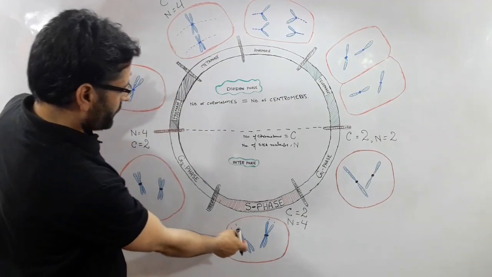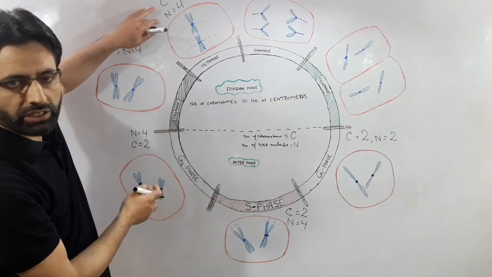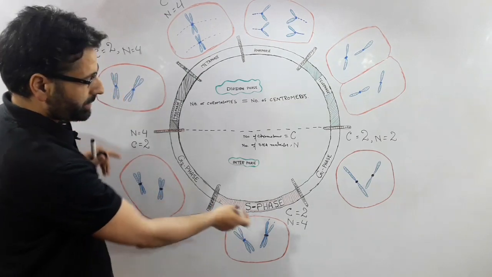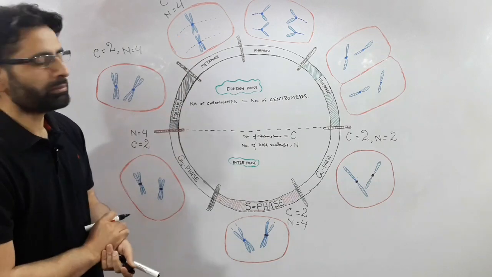So from the S phase up to the metaphase of the mitotic division, we have the same chromosome number of 2 and DNA molecules of 4, and the same is the case with the metaphase.